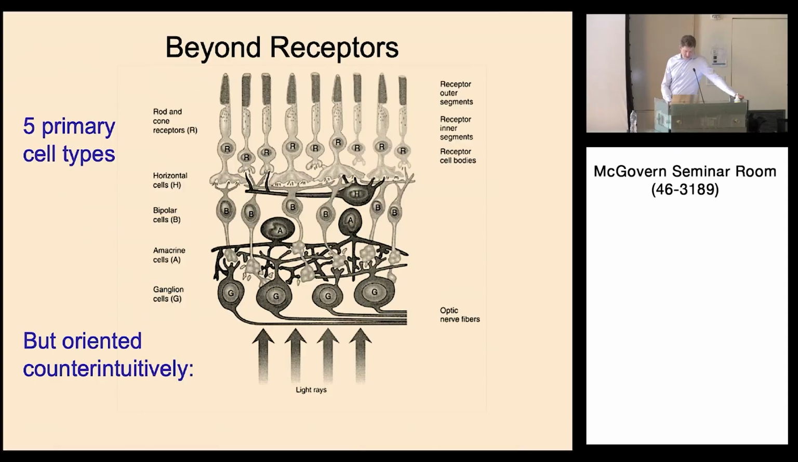Okay, so this is a picture that shows those 5 primary cell types. The processing kind of starts with the receptors. There are 2 types of receptors, which we'll talk about in a second, and then it culminates in the ganglion cells. And as we discussed, the orientation here is very counterintuitive because light is coming in this way and has to pass through all this stuff. Why is that a problem? Well, you would think that all of these cell bodies would cause the light to scatter and would decrease the quality of the image.